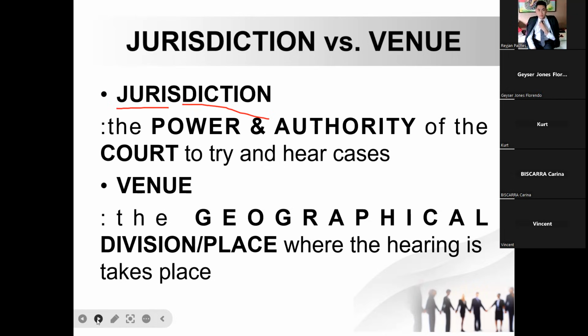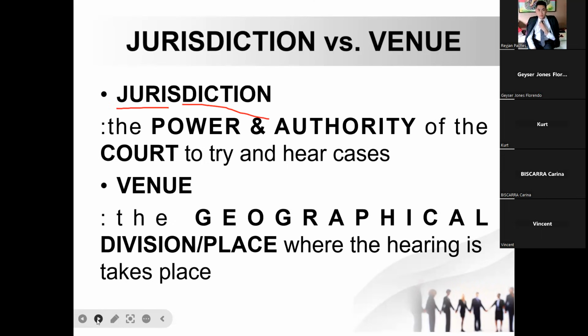Okay, so explain natin one by one class. Then magbibigay ako ng example para mas maintindihan ninyo ang jurisdiction versus venue. Okay, so let's explain again. What is the distinction between jurisdiction versus venue? Okay, pag sinabi natin jurisdiction, again class, dalawa yan. Dalawang definition niya. Kapag tinanong, what is the literal definition of jurisdiction?